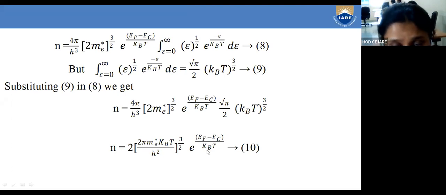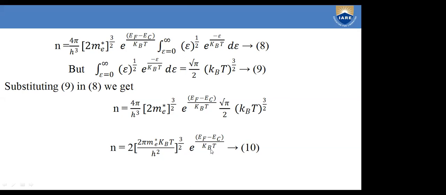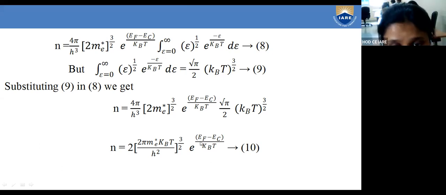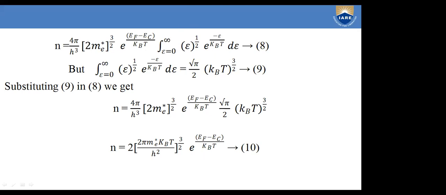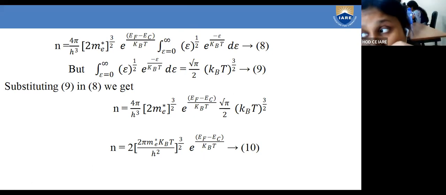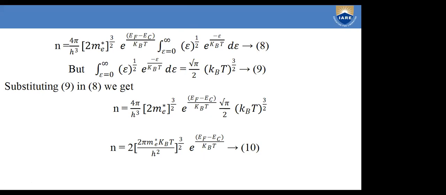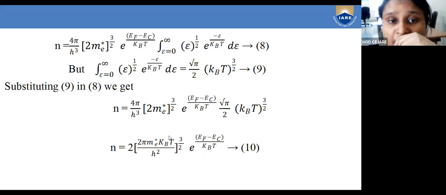What is K in the denominator? What is K here? KB, Boltzmann constant. Yes. What is the value of Boltzmann constant? It is 1.38 into 10 to the power of minus 23 joule per Kelvin. Okay. So this is how we got the expression for density of electrons.